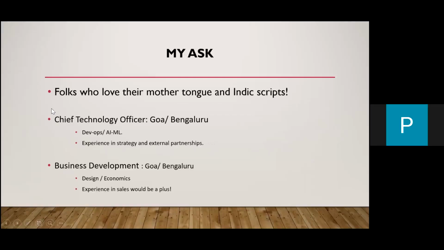So what are we looking for? We're looking for folks who essentially love their mother tongue and Indic scripts. They write with their Indic scripts. They read a lot of literature. They actually love it. And they want these languages to do better in the digital future.